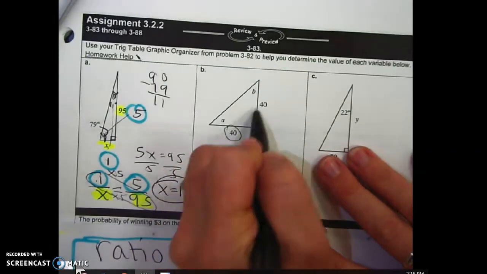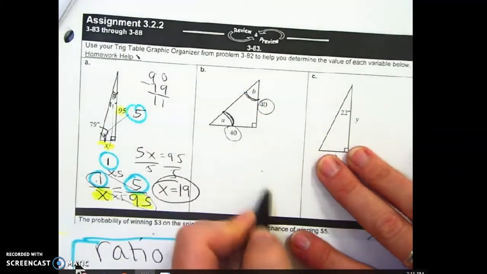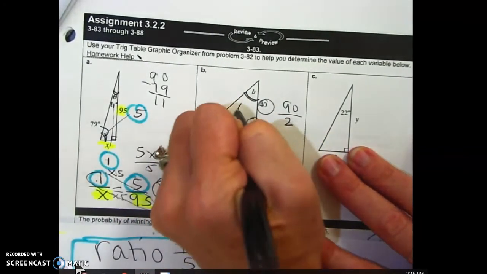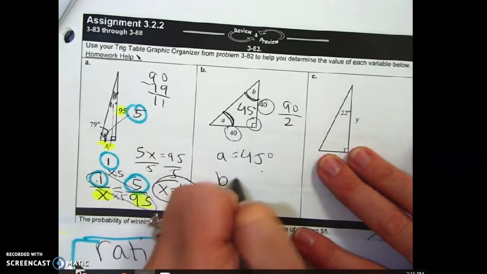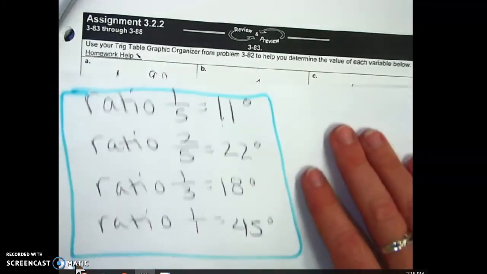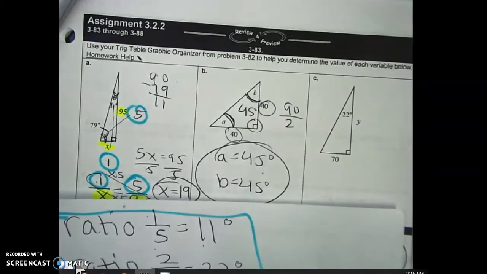If these two are the same or congruent, that means these two are the same. Well, if this is 90 degrees, what is half of 90? 45 degrees. So A equals 45 degrees and B equals 45 degrees. If you look, the ratio is 1 to 1, 45 degrees. I think a lot of you knew that one logically.